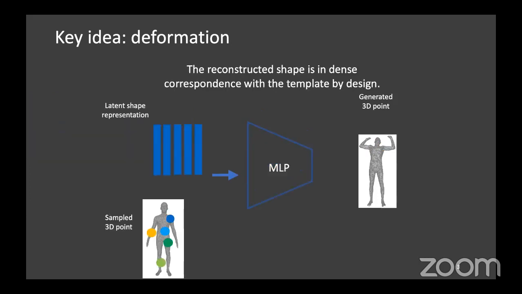acts as an R3 to R3 function, taking a point on the template and outputting a 3D point on the reconstructed shape. This R3 to R3 function is run in parallel on all the template points, which results in a reconstructed shape with the same number of points as the template. Since the MLP deforms each template point independently, this means that there is a 1-1 correspondence between template points and its deformed version. We say that the reconstruction is thus in dense correspondence with the template, and visualize this with colors.